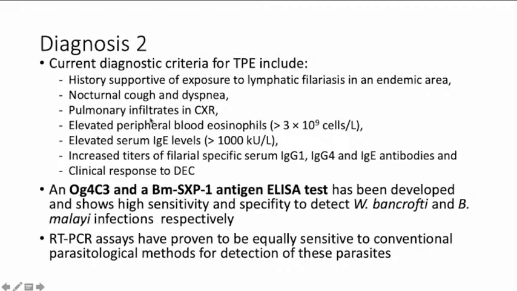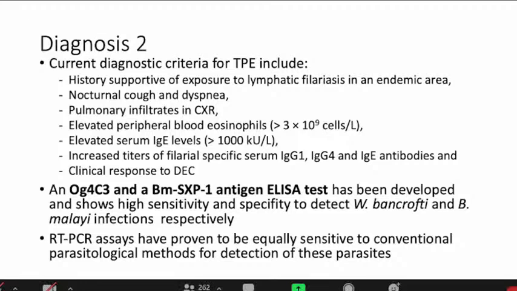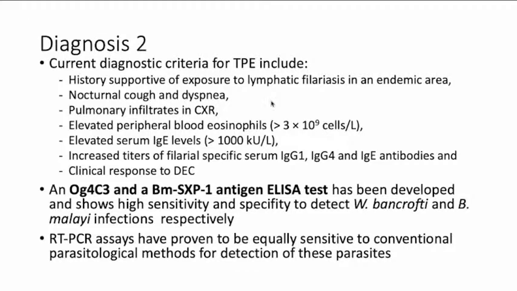The other important criteria is nocturnal cough and dyspnea. And then pulmonary infiltrates on chest X-ray. So you have to do a chest radiograph or imaging to be able to pick up the pulmonary infiltrates. And then when you look at the blood, you have elevated peripheral blood eosinophils, more than 3 times 10 to the power 9 cells per microliter. So normally when the eosinophils are more than 500 cells per microliter, then that's significant. You start saying that the patient has eosinophilia.